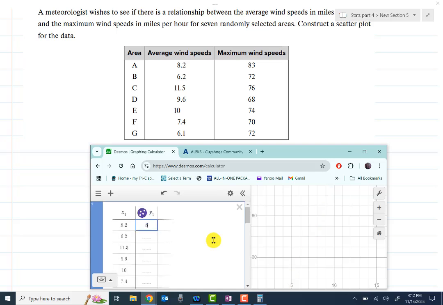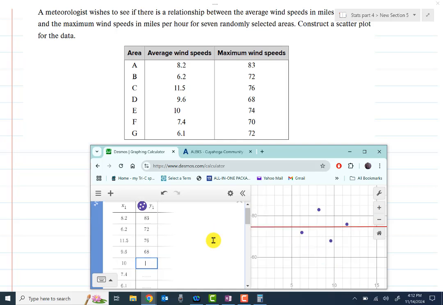All right, let me get my other numbers in. 83, 72, 76, 68, 74, 70, 72.